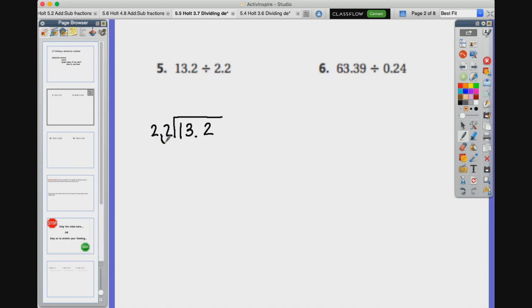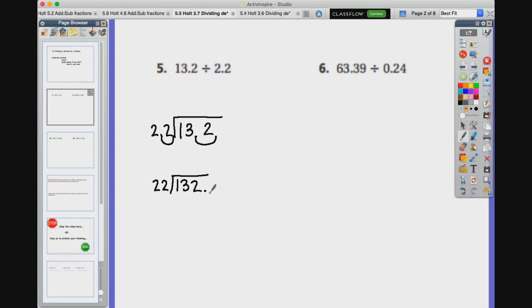So for this, I have moved it over to the right one time. So what am I going to do over here? I'm going to move it to the right one time. Now I have a decimal right here at the end, and there's no decimal that I'm dividing by anymore. So I can look at it and say 22 goes into 1 0 times. 22 goes into 13 0 times. 22 goes into 132. How many times do I think that is going to work?